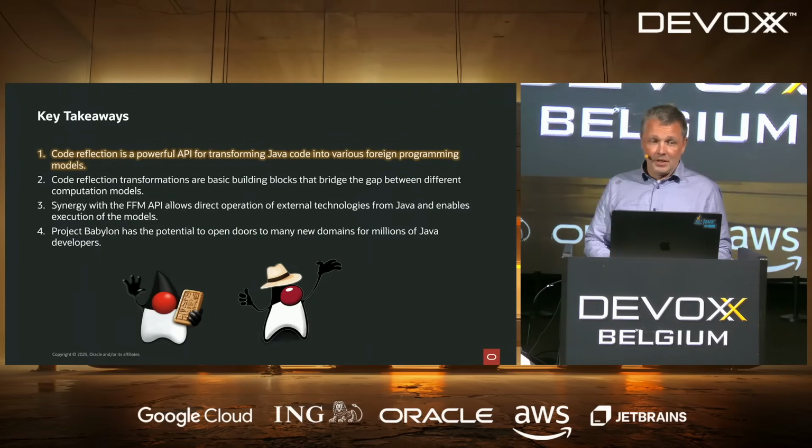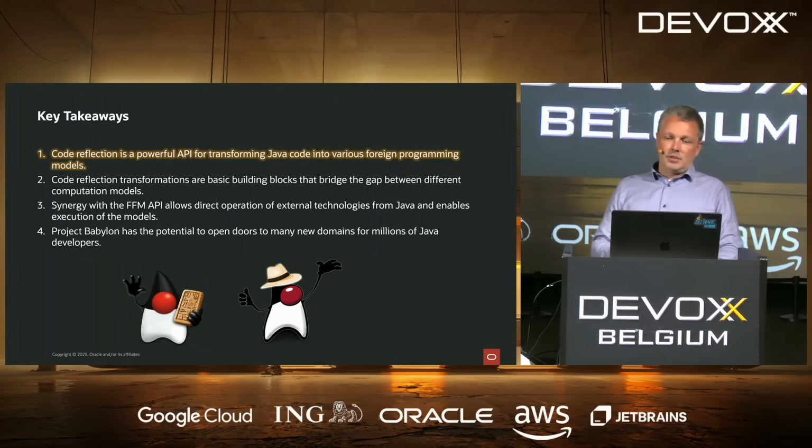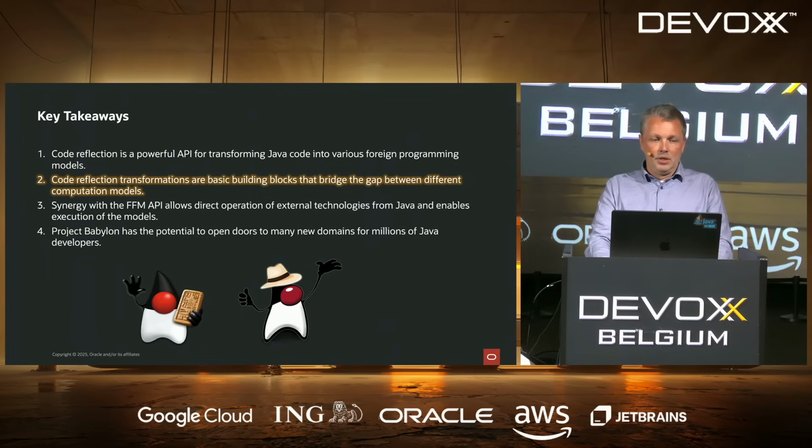So that's it. That's almost the end of my presentation. Let's summarize some key takeaways. We showed that code reflection is very powerful for using Java to model foreign programming models. In our case study it was ONNX, but it can be almost anything you can imagine. You may use code reflection transformations as small steps to bridge Java to something really far from the Java programming model. And each of the steps is not so complex.